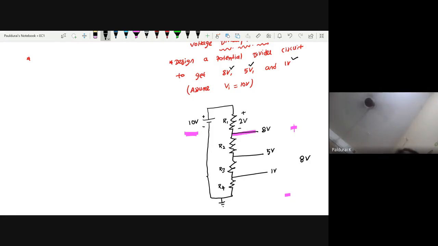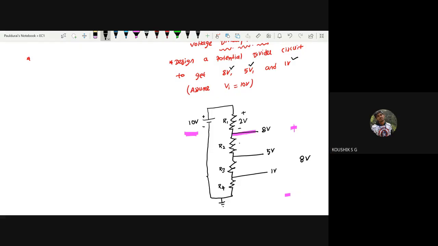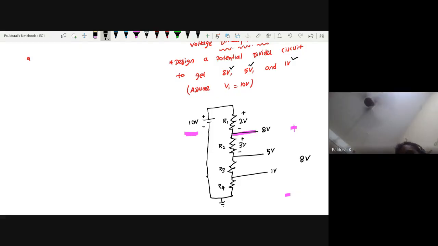Now coming to R2. What could be the voltage drop across it? 3 volt, sir. Very good. Coming to R3. 4 volt, sir. Why and how? Can you justify?